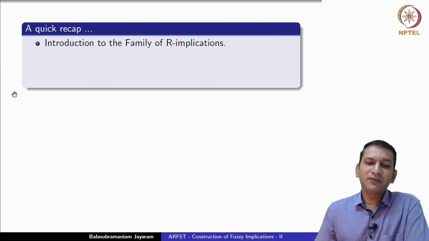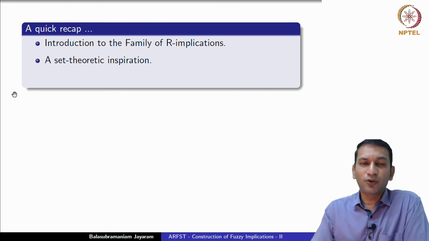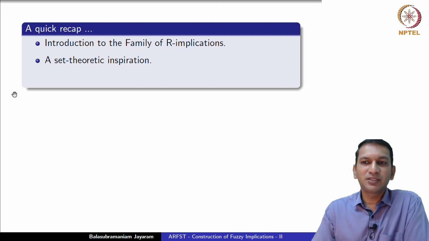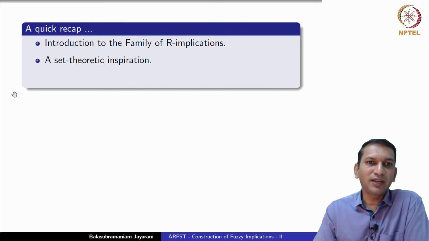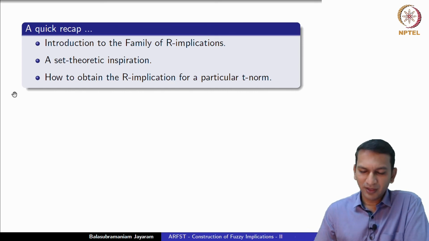So far, we have given a gentle introduction to the family of R implications. We have seen the formula itself is inspired from set-theoretic equivalence between the implication, the conditional that we have represented as negation P or Q. We introduced it as A complement union B, and then from there we saw how you could look at it as finding the largest subset C whose intersection with A is contained in B. We have seen how to obtain the R implication for a particular T-norm, that of the minimum T-norm.